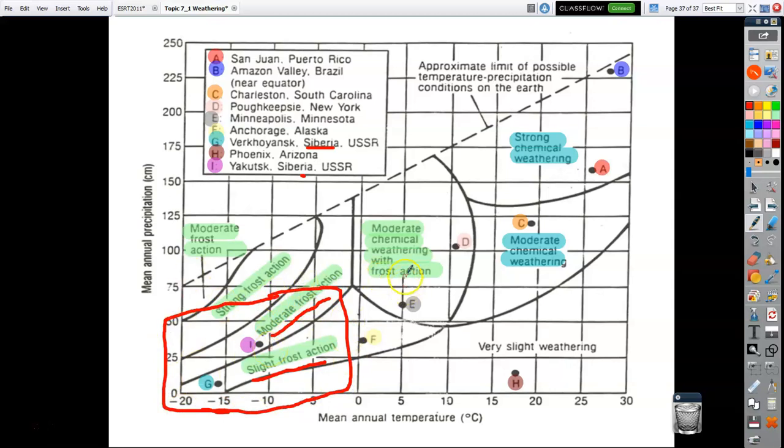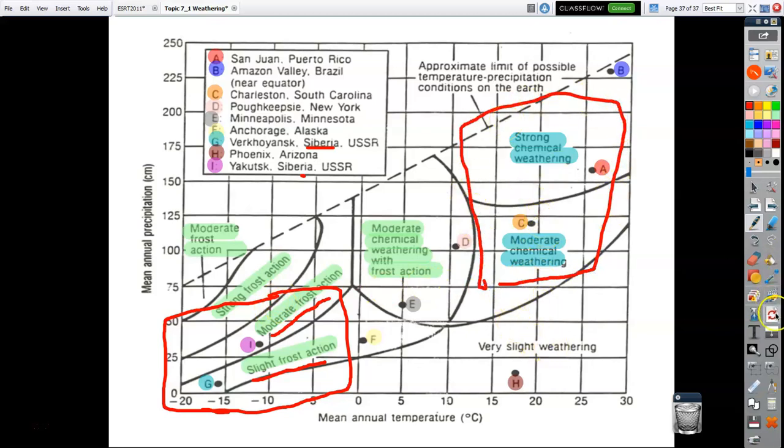So you're not going to get any kind of chemical weathering until your average temperature is at least in this section above freezing, 0, 5, 10 Celsius and up. And then as you go from left to right, you'll notice when you get over here, all you're seeing is all chemical weathering, no physical weathering, no frost action.